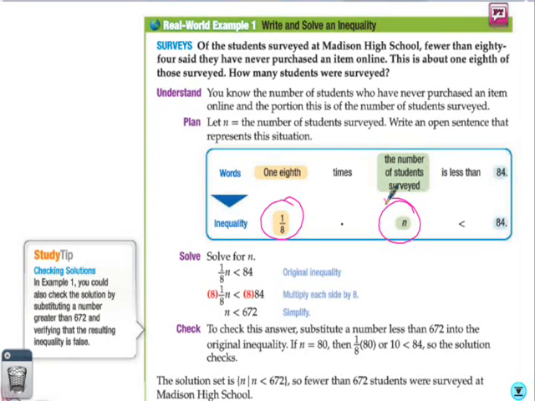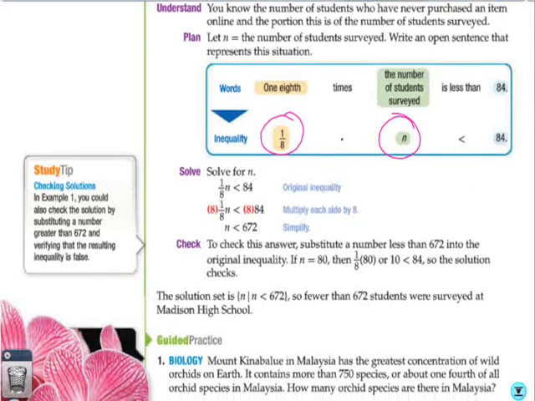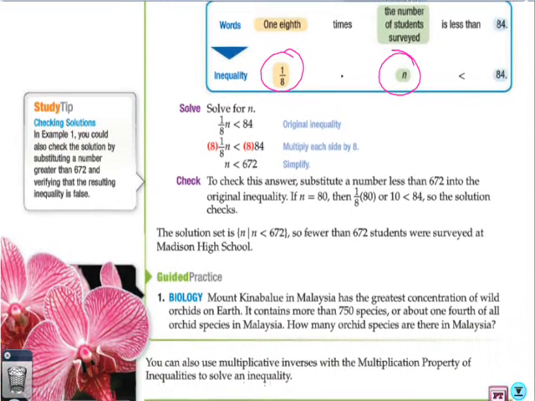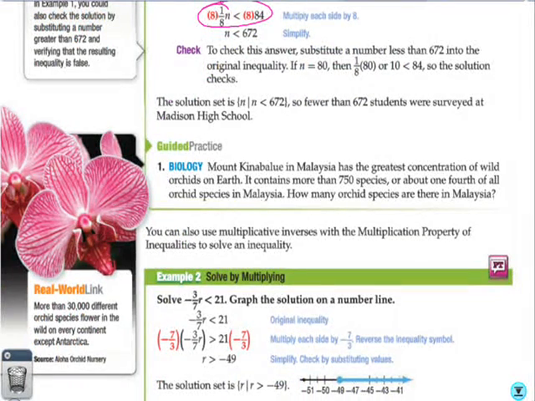So we solve that, and again, we get 672. This one didn't have a negative. It's important to remember how we solve equations or inequalities when we have fractions. So that's what that one looks like. Let's take a look at the example here.